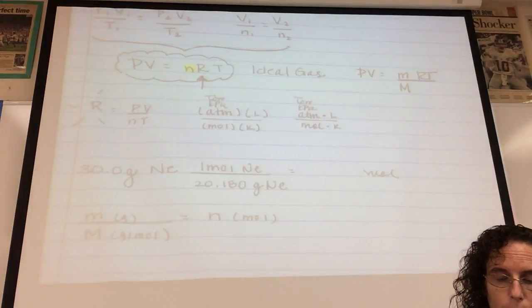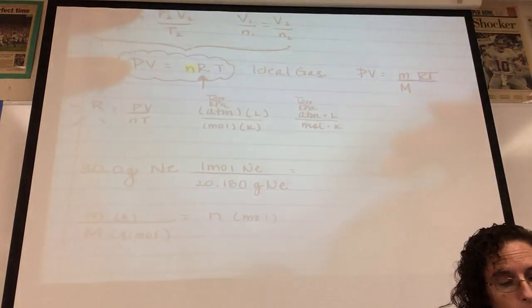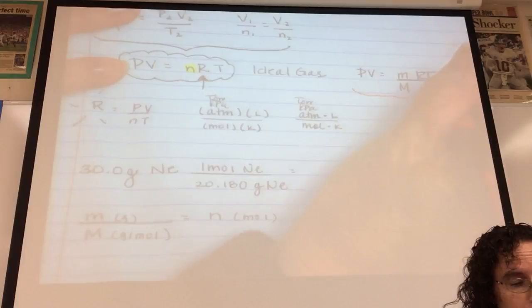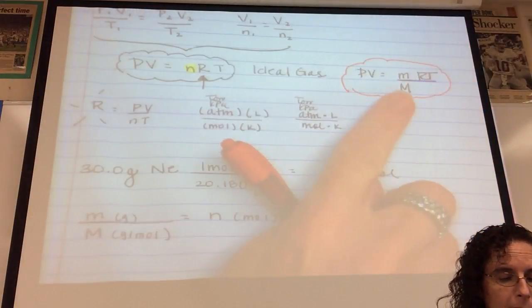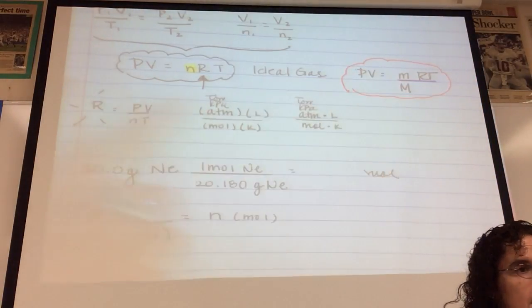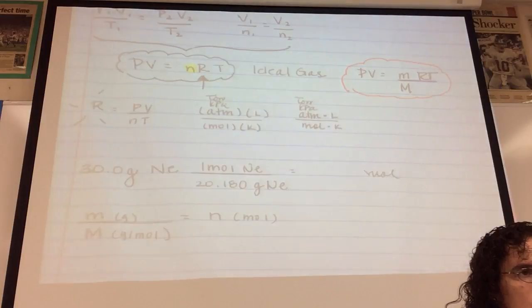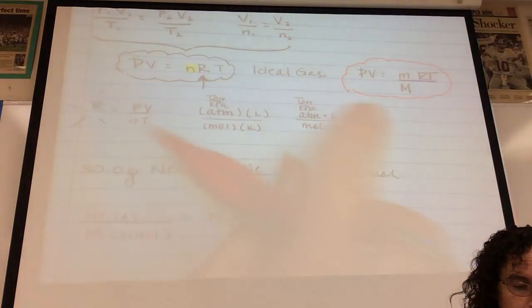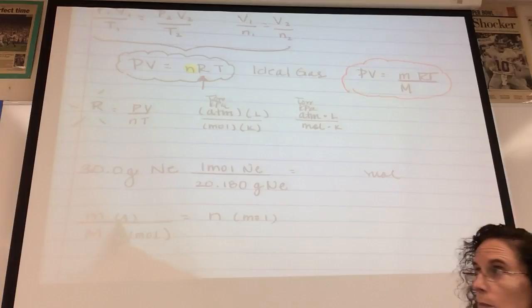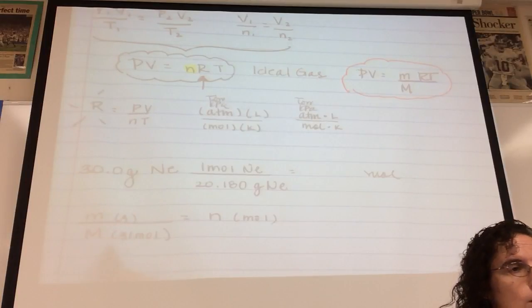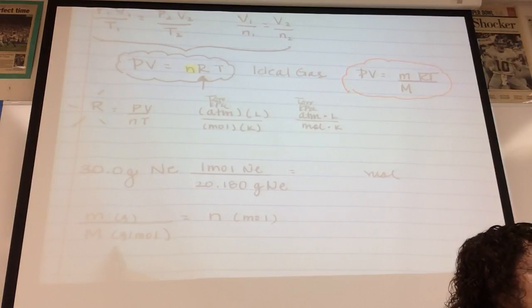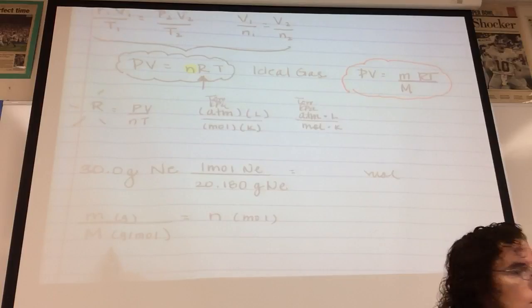So these are two formulas. The kids are like, well, what are you going to give me? I'll give you PV equals nRT if you want, but you have to derive that. Yes? What is the difference between little m and big M? Little m is the mass in grams, and the big M is the molar or molecular mass off the periodic table. And I did try and write that in your notes for you.